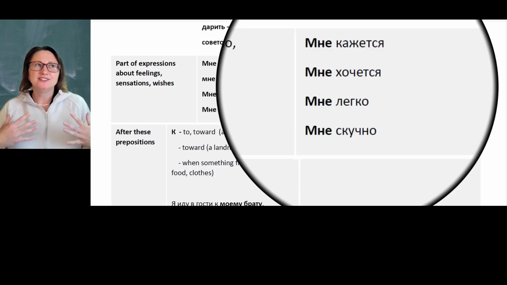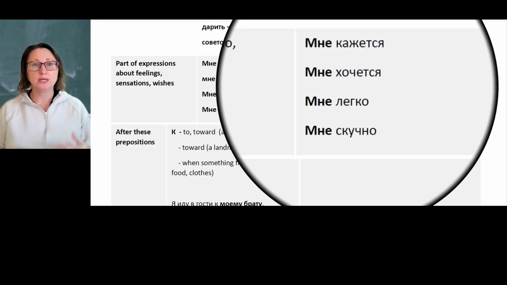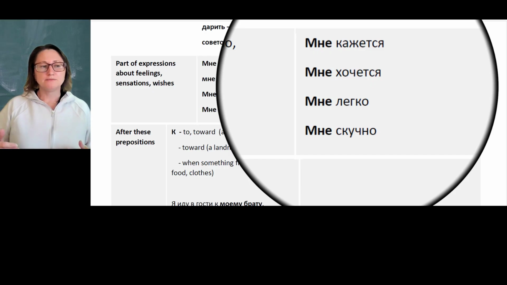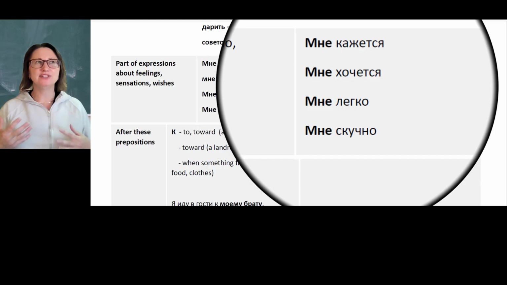But it just feels like I want some ice cream right now. Then the next one is легко. Please pay attention to pronunciation, where G is pronounced as H. Легко. Легко. Мне легко. Or нелегко, not easy. Oh, I'm sorry. Легко means easy, like when something is easy to do. And нелегко or трудно when something is difficult to do.